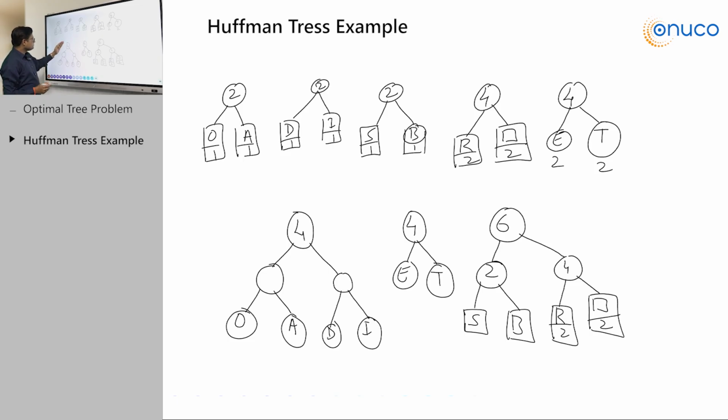Out of this, now 4, 4, 6. We know that we need to add the first 2 minimum, so these 2 are the minimum values, both having 4, 4. Either this will be the left side or this will be the right side, not a problem. We are going to get similar answers, right. So if you join these in the next iteration, it looks like 4 and 4 becomes 8. Now we have a 6 and we have an 8.